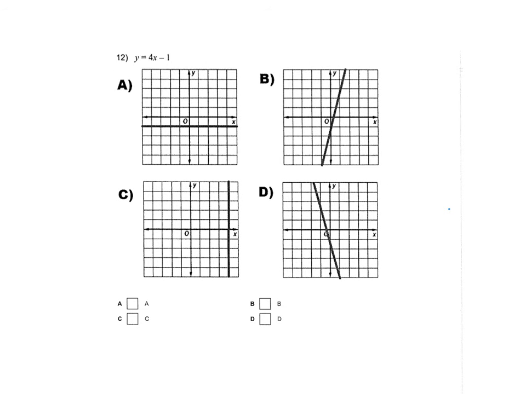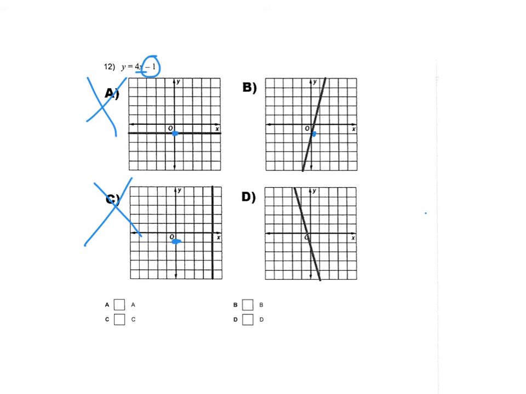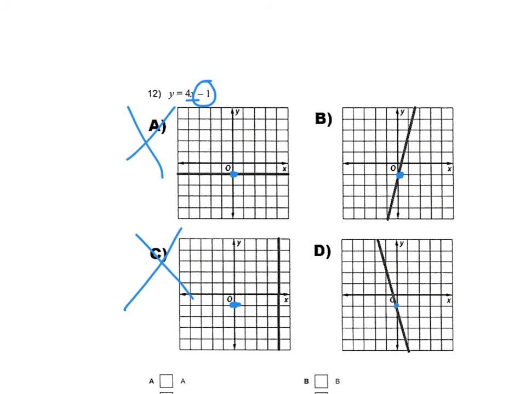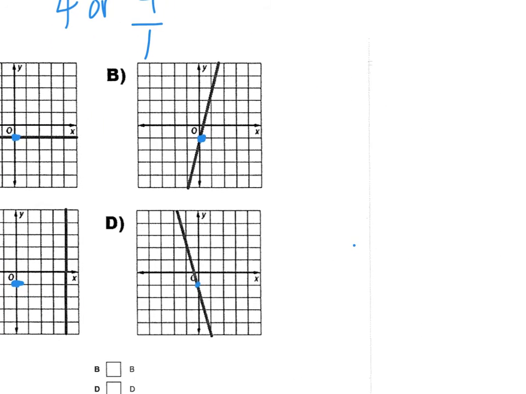Same thing here. I'm looking for the right y-intercept, negative 1. So C is out. A has the right y-intercept, but there is no slope. B has the right one and D has the right one. So then I need to look at the slope. The slope is 4, or how we need to see it is 4 over 1.